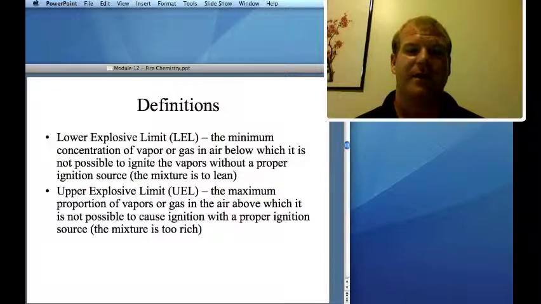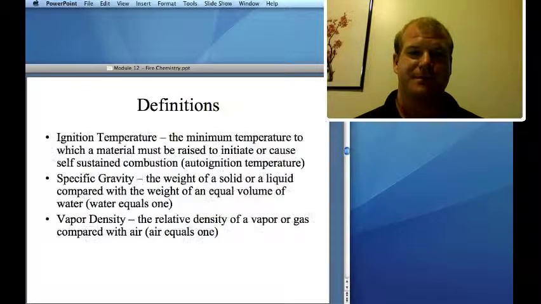So we have the lower explosive limit. This is the minimum concentration below which you will not be able to ignite the vapor. So if it's below the lower explosive limit, there will not be an explosion. One can also be above the upper explosive limit. The mixture is too rich, so there's not enough oxygen there to cause an explosive situation. So there's a range here. You can be too weak, and there can be too much, so too lean or too rich. And in the middle, though, there can be an explosive event.